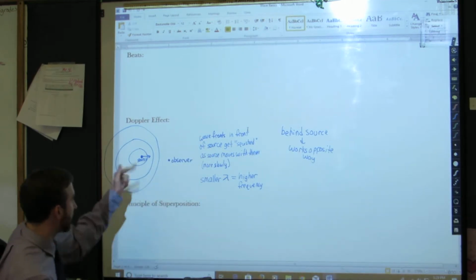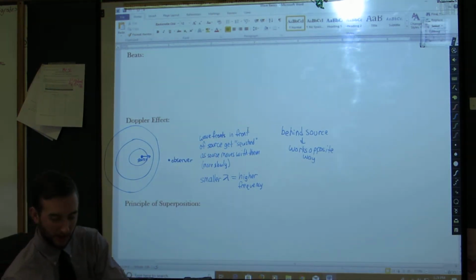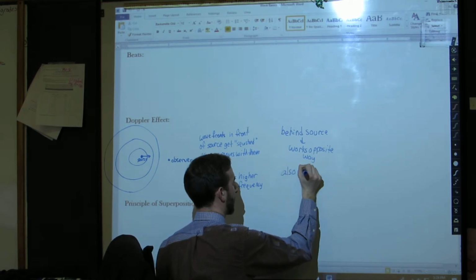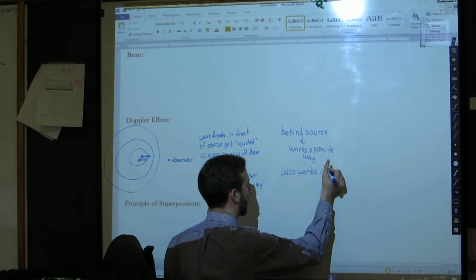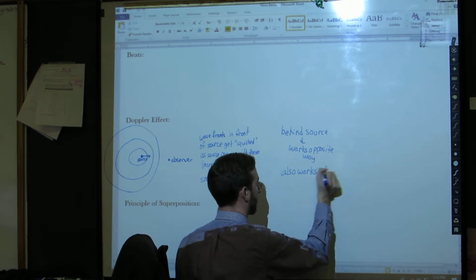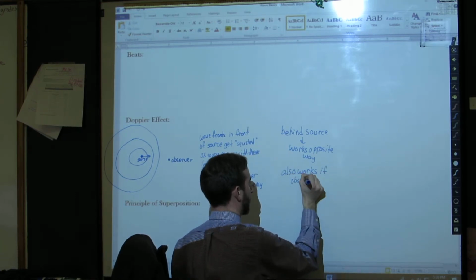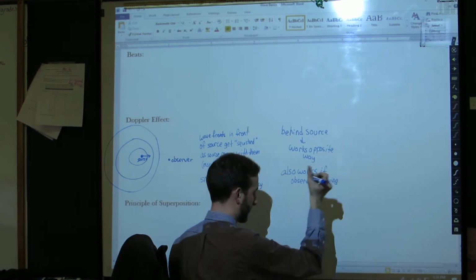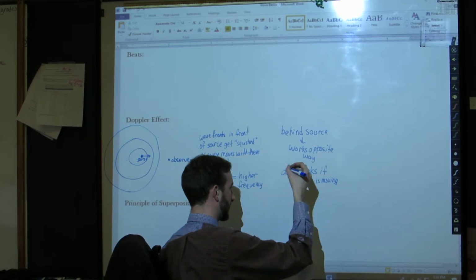This not only works if the source is moving, it also works if the observer is moving instead of the source.